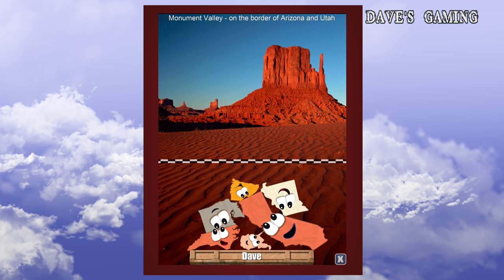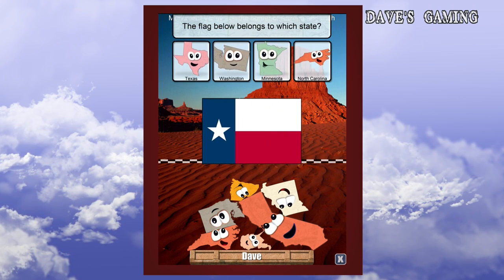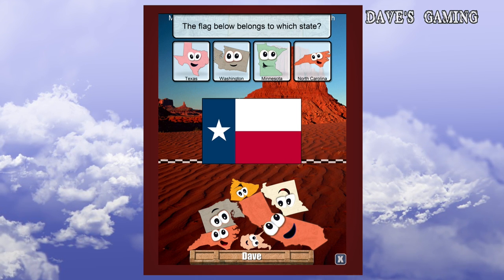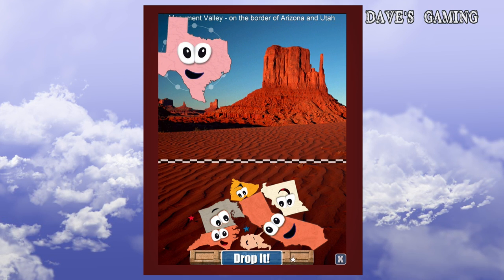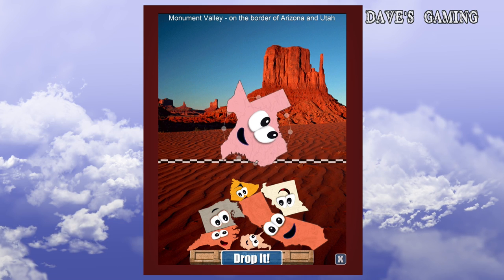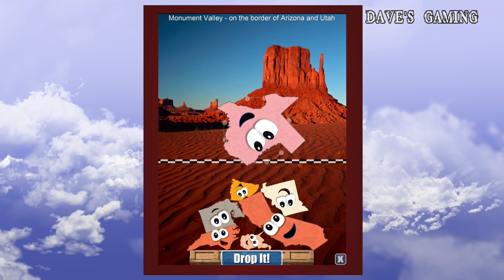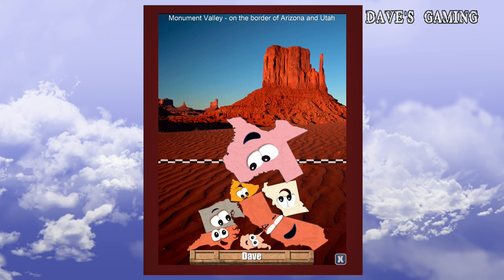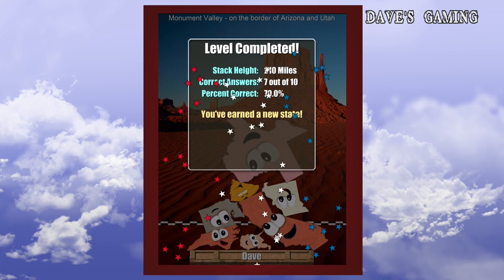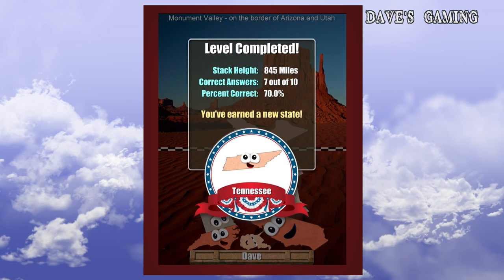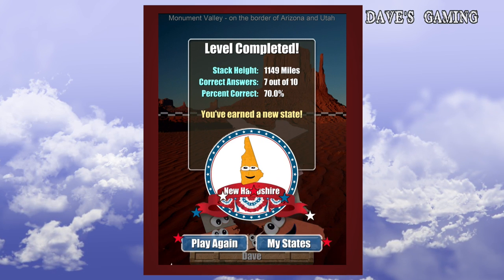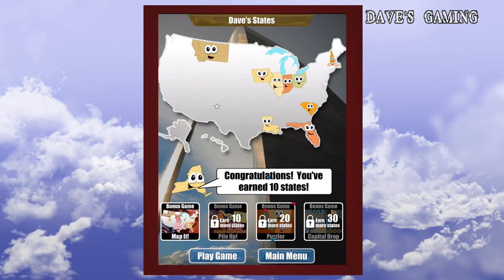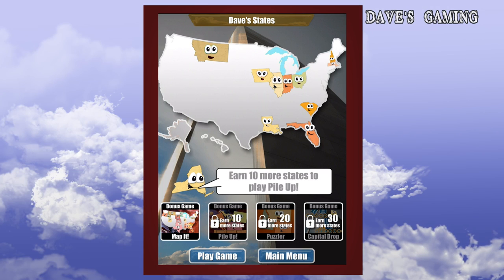All right. Oh, what a mess. Oh my God, which flag belongs... This looks like a Puerto Rican flag. I don't know which one. Texas, maybe? I would say Texas, yes. Huh. You gonna fit? Come on, stay. Stay. Yes, got it. New Hampshire. Alright, I earned New Hampshire. Congratulations, you earned 10 states. Map it, unlock the map.